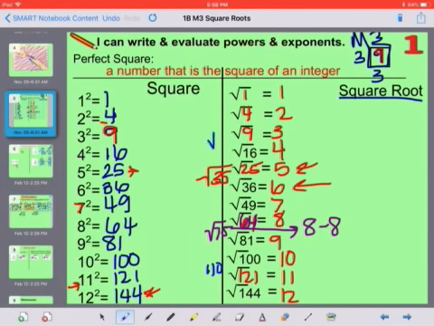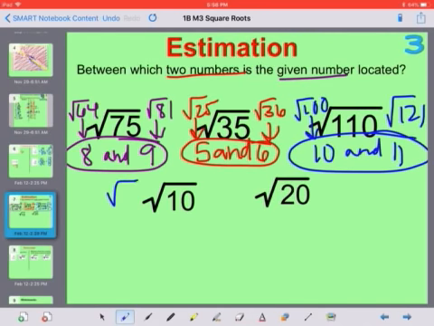So the square root of 10 is between the square root of 9 and the square root of 16, which is really between 3 and 4.